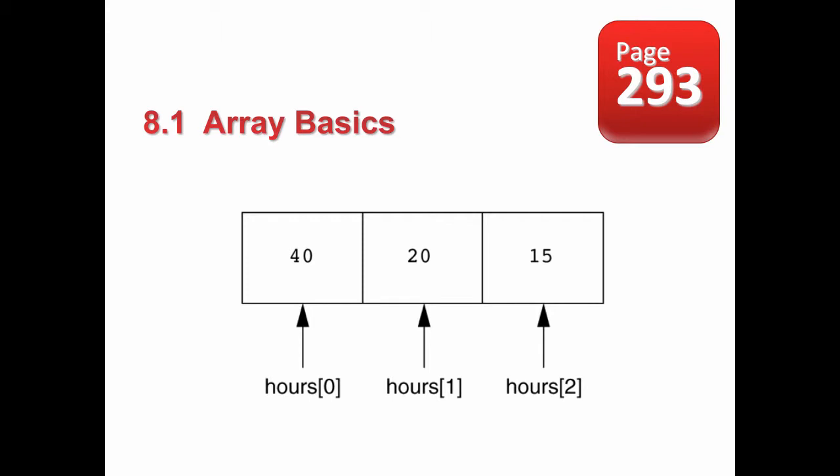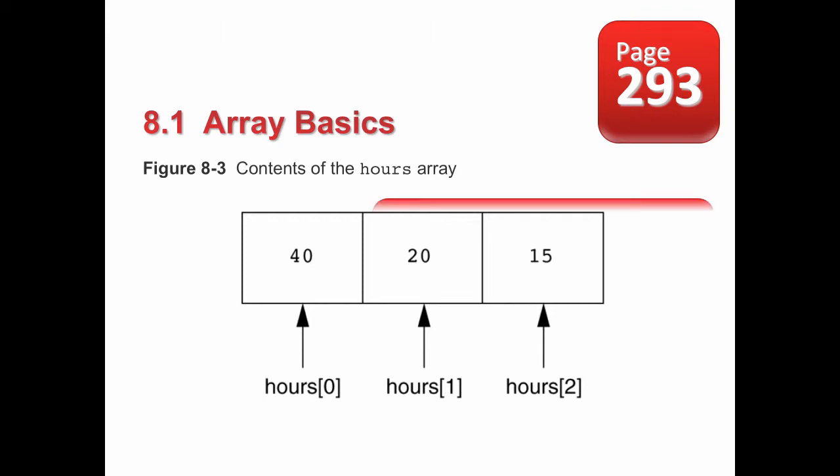So here we're back to array basics, and we're on page 293, and you'll notice that we've got an array called hours, and hours is actually 3 elements big, and we've got 40, 20, and 15 stuffed in there. So the contents of the hours array is contained in the hours elements.